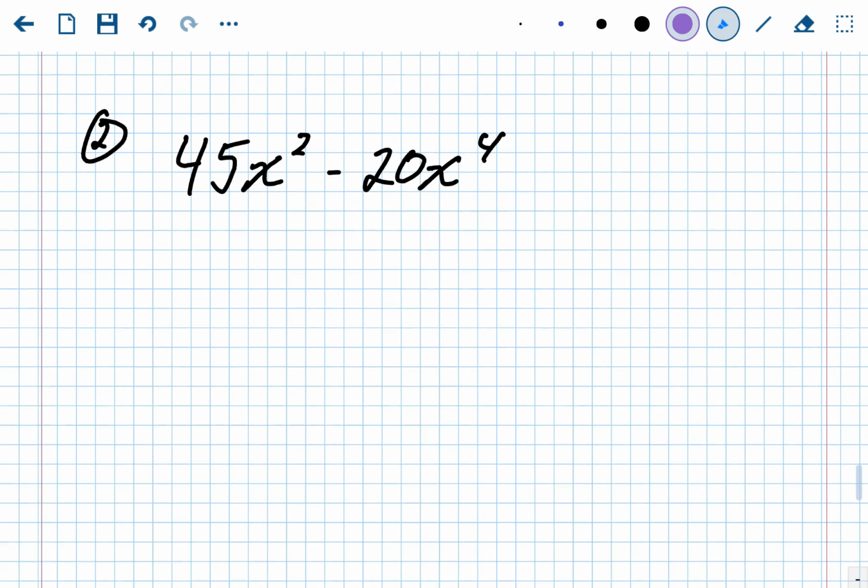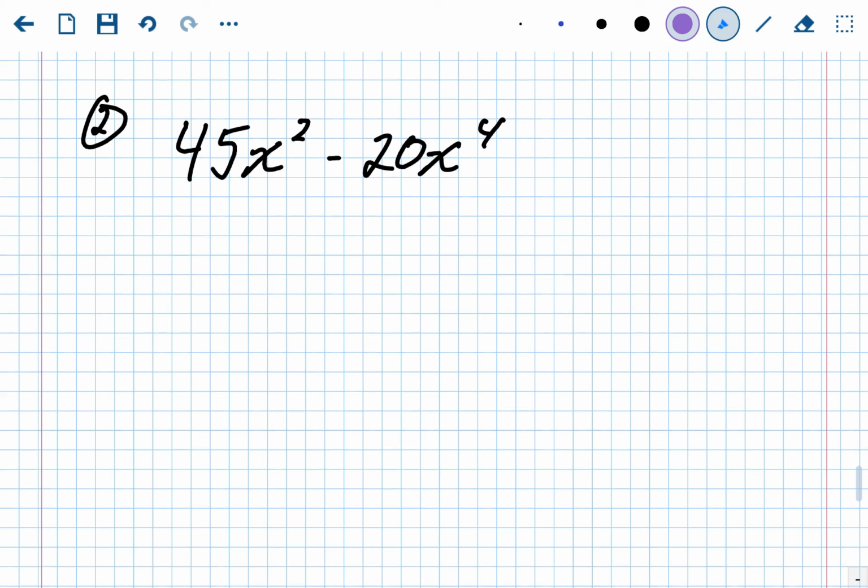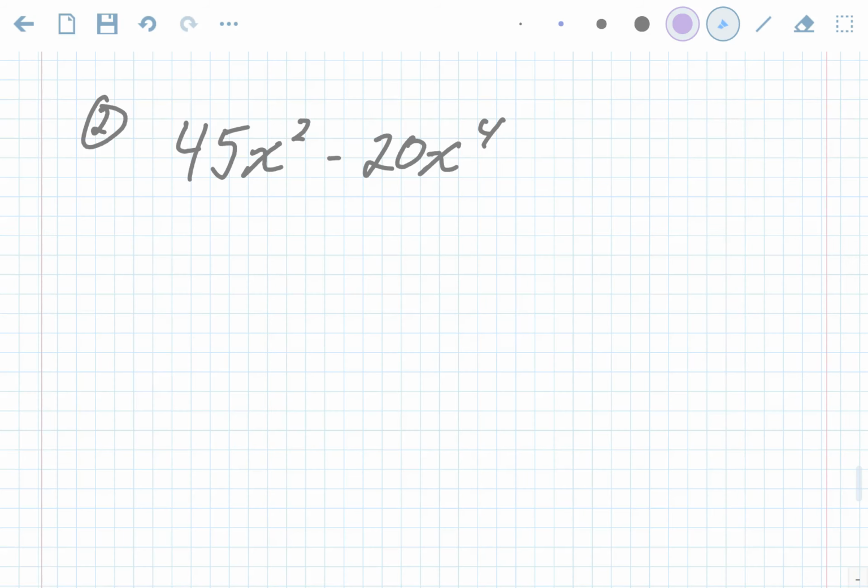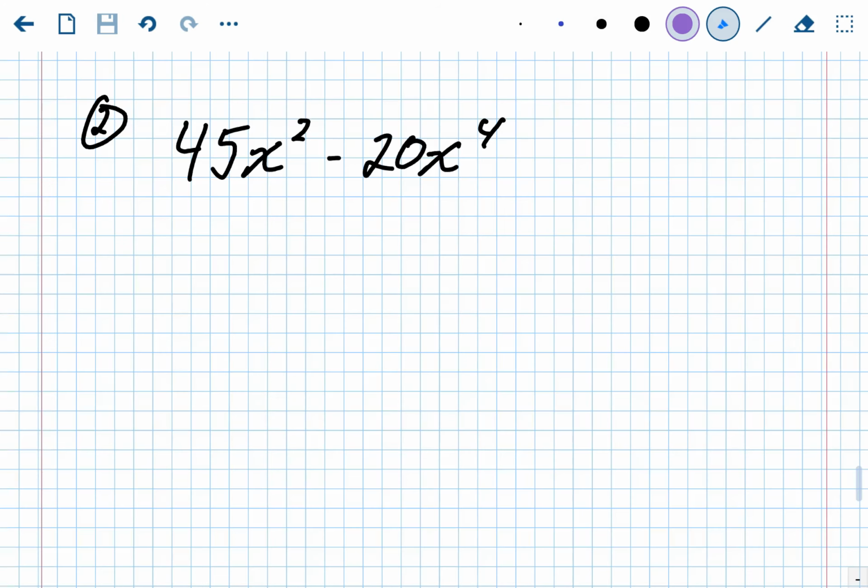Second one, two terms. Difference of squares. See if it's a difference of squares. There are two terms, but they're not both perfect squares. 45 is not a perfect square and 20 is not a perfect square. Okay? So this isn't a difference of squares pattern. But we didn't do step 0. We didn't do the first thing you always want to do in a factoring problem. You always want to look for a greatest common factor.